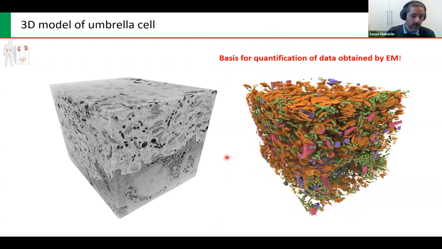The results that we have are, for instance, here. This is one reconstructed volume of FIB-SEM obtained data, and this is then the basis on which you can do quantification of your data: how many fusiforms you have in such cells, what happens with the mitochondria, do they branch, do they contact, and so on.